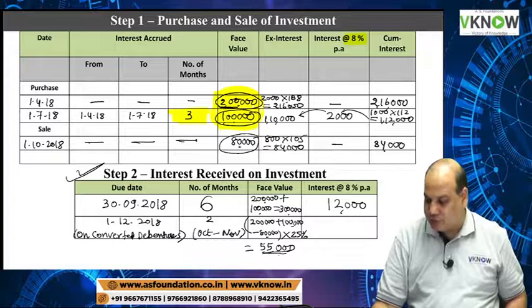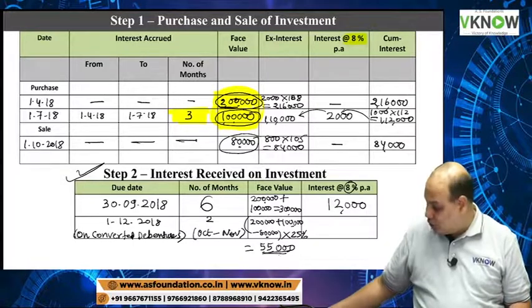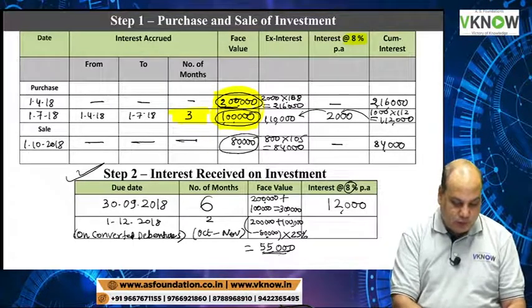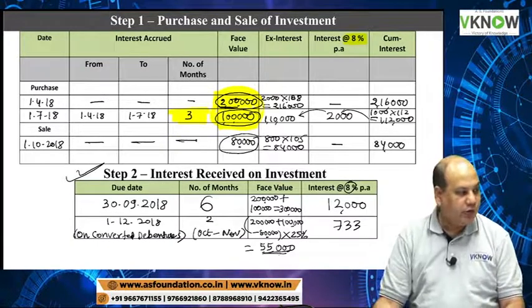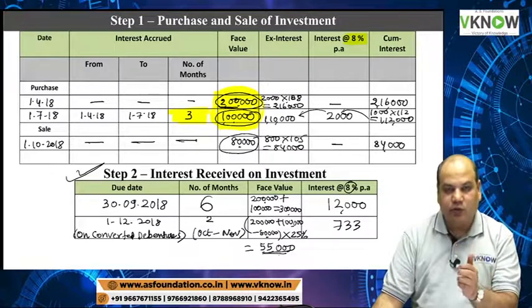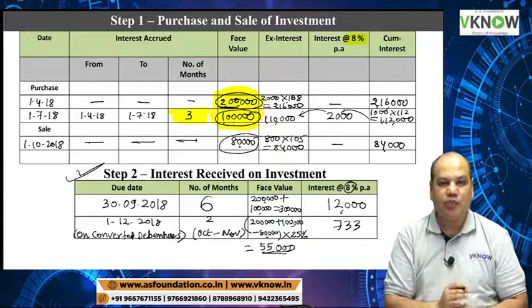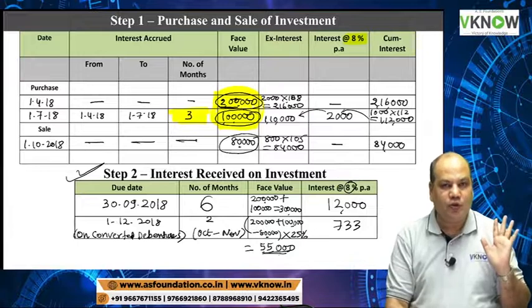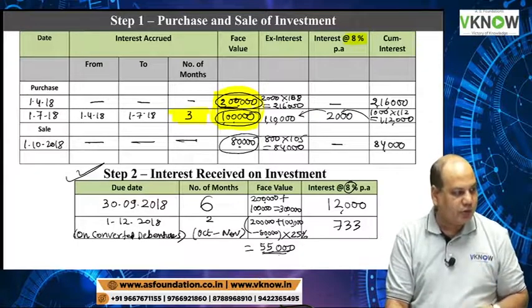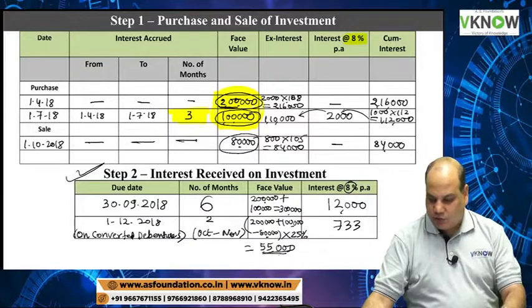On 55,000 at 8% for 2 months. So try your calculator. 55,000 is the face value of debenture which got converted. So you are getting something like 733. This is the interest received for 2 months on the debentures which were converted into equity shares, because now they are no longer debentures. So they will say, please give me interest for 2 months for which it was outstanding as a debenture. 733 is right. Now we'll go to the next working note.